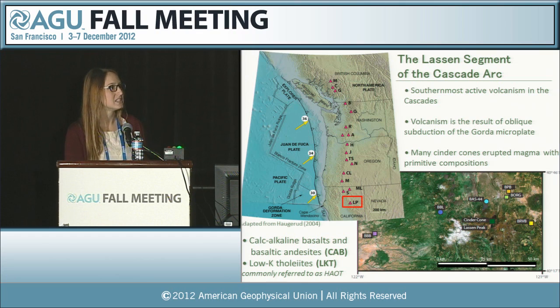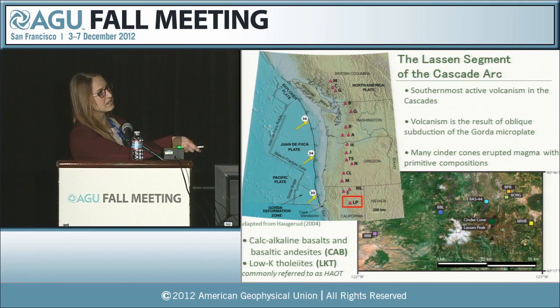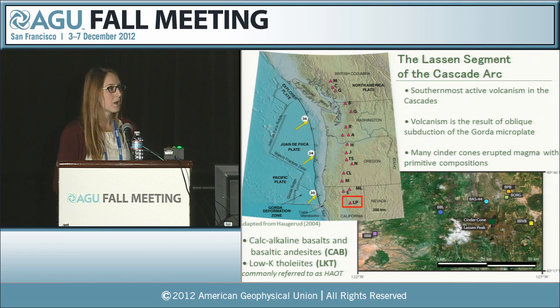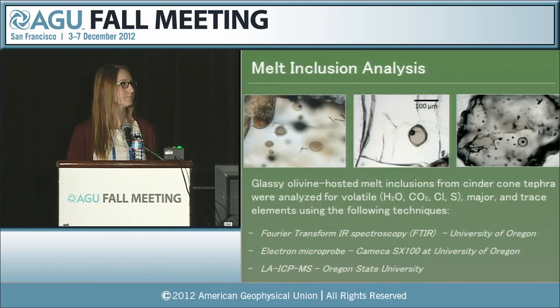Our sample set contains 7 cinder cones so far, and they range from Black Butte in the west, approximately 80 kilometers, to Round Valley Butte in the east, approximately over the arc axis, which is at Lassen Peak.